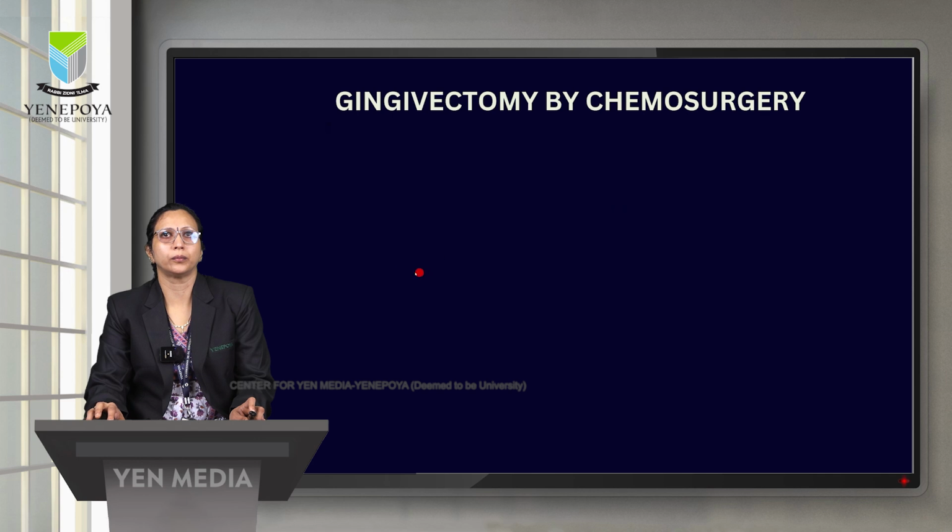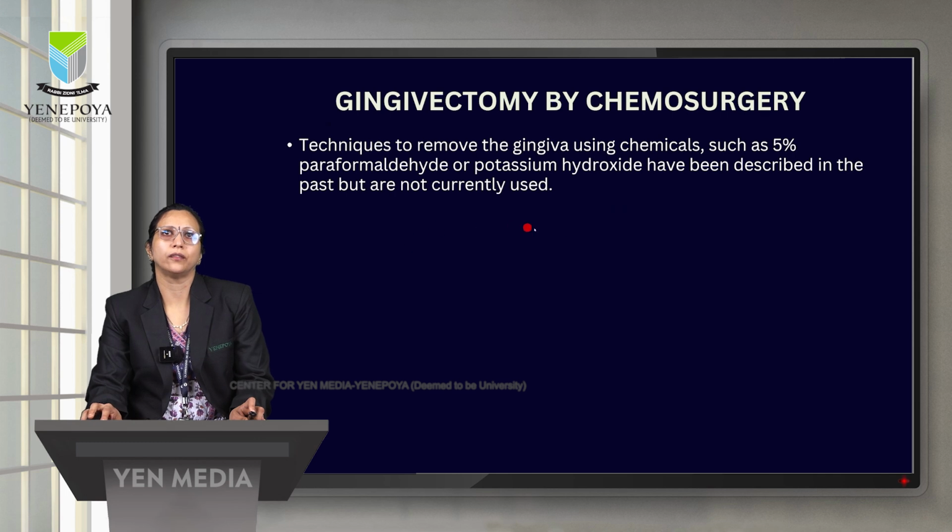Now, there is another procedure of gingivectomy using chemicals, called chemosurgery, as I already mentioned, where they have used chemicals such as 5% paraformaldehyde or potassium hydroxide, which has been used in the past, but currently it is not used. I will come to the major disadvantages of this technique.